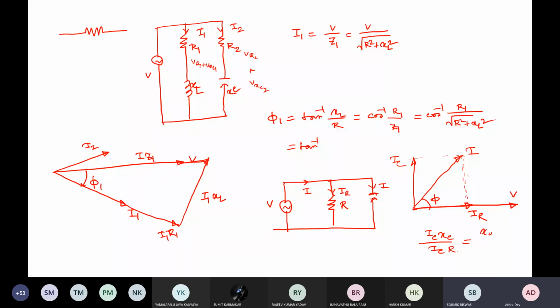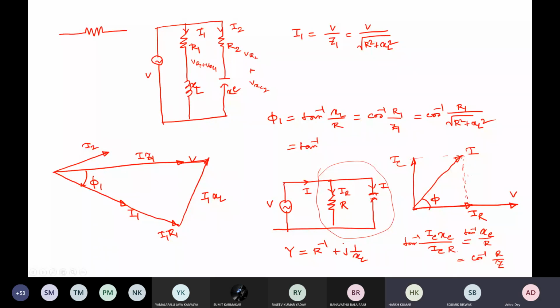So it is XC by R, tan inverse of that, and that can be written as cos inverse of R by Z, where Z is equal to your effective impedance. This is a parallel path totally. So effective impedance is what? If we want to write admittance, Y is equal to R inverse plus j 1 by XC. No? It is actually minus 1 by minus j.